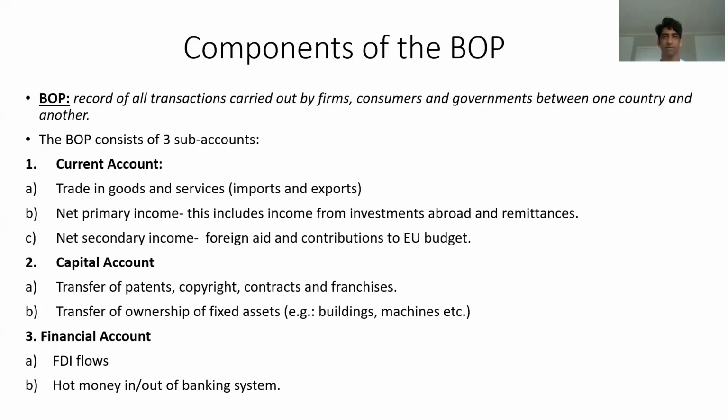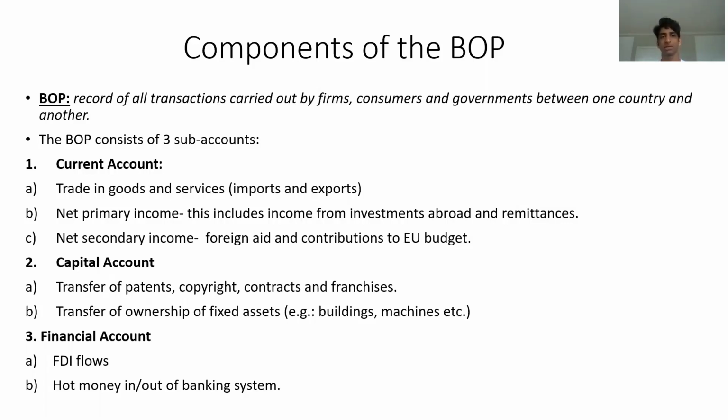So I want to first start off by thinking about what the balance of payments is and what it consists of. So the balance of payments is a record of all transactions carried out by firms, consumers, and governments in one country between and with another. So let's take, for example, if it was an American firm investing in a British factory, well, what that would mean is that that would be a transaction recorded for both the American balance of payments as well as the British balance of payments accounts.